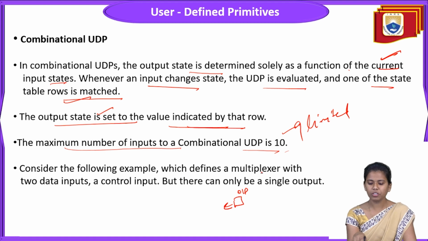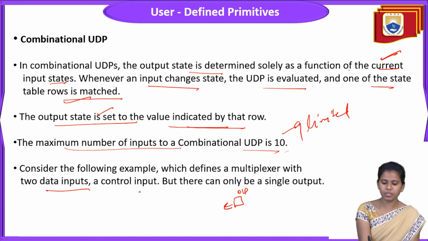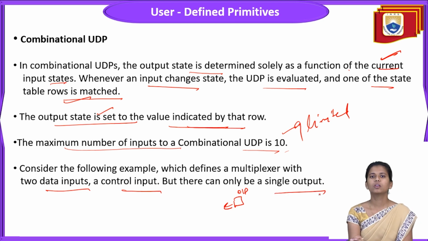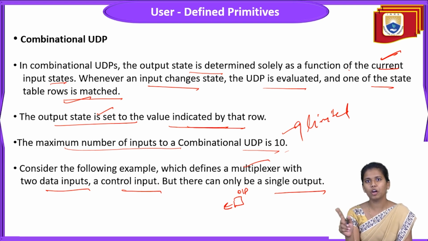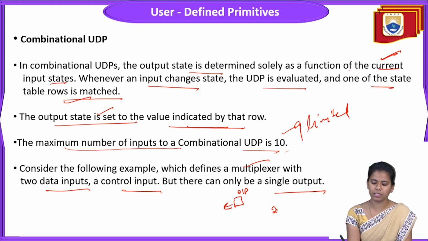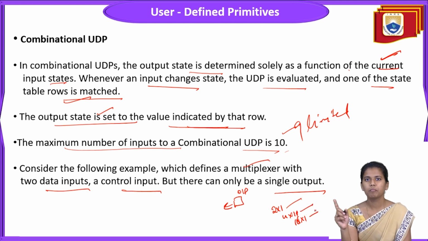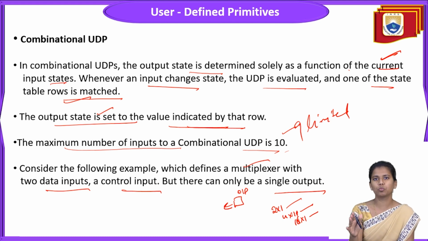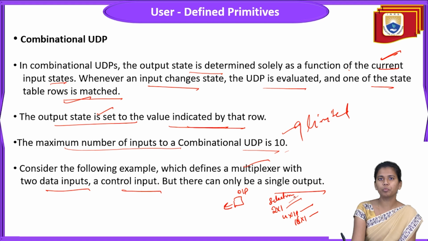Consider the following example, which defines a multiplexer with 2 data inputs and control inputs, but they can only be a single output. So here in this combinational UDP, we will see an example. The example that we are considering is a multiplexer. We know that in a multiplexer, only one output is observed, with many inputs, right? In earlier sessions, we have discussed different types of multiplexers: 2 by 1, 4 by 1, 16 by 1, and so on. In a multiplexer, the output is only 1, but the inputs could be 2, 4, 6, 8, and so on. Based on the selection lines, the output is observed.